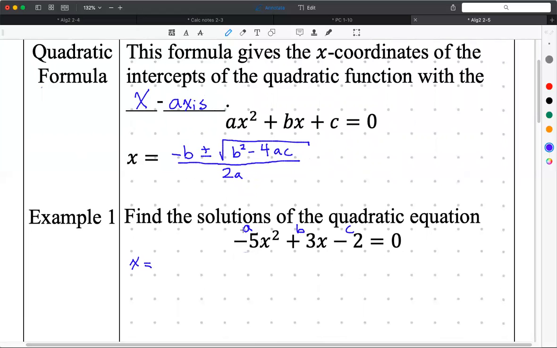So negative b, well, b is positive 3. So a negative positive 3 is a negative 3. I'm just copying down the formula here. That is our negative b. Copy down the plus or minus. Copy down the square root.